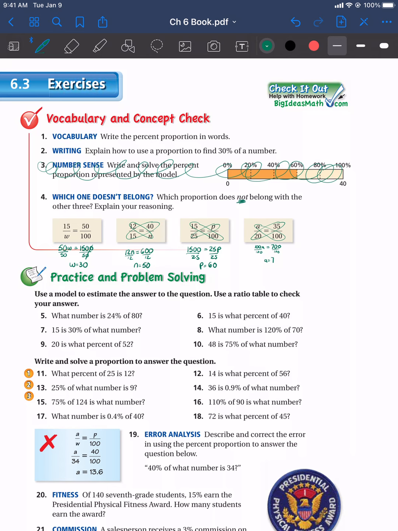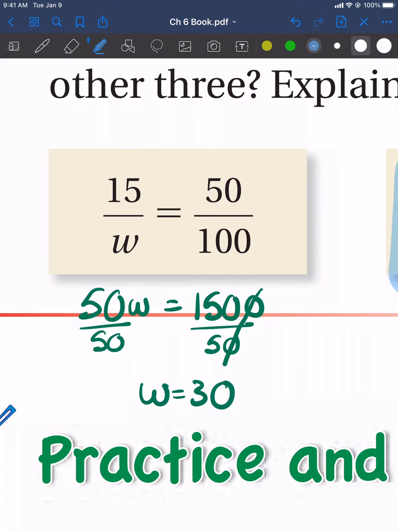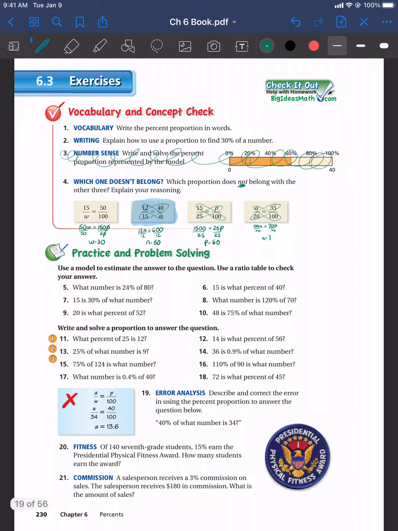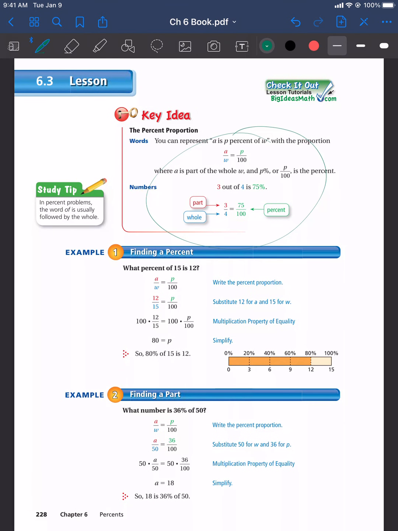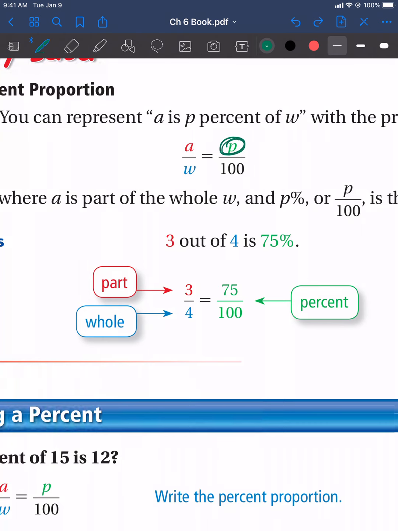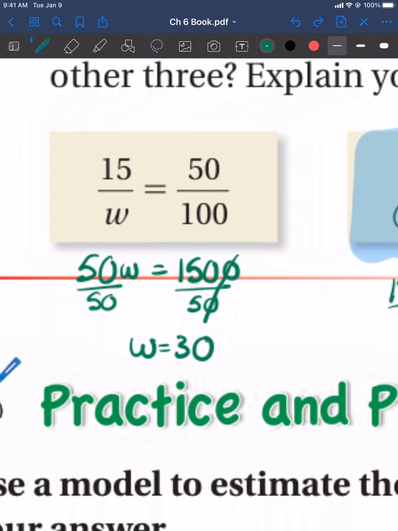So what looks different? I think the one that I don't like the most, and I'll tell you why in a second, the one that I don't think belongs is this one. Let me tell you why. We learned, when you wrote this down over here, remember how I told you to write this part down? We learned that the P, the percent part, goes over 100, right? The percent goes over 100 to make it a percent.